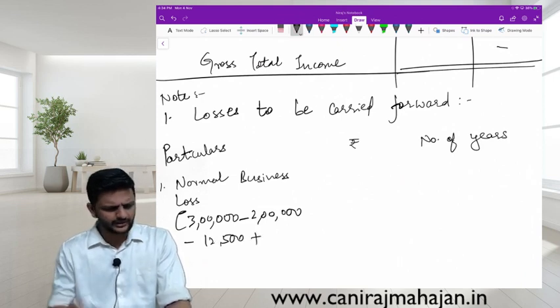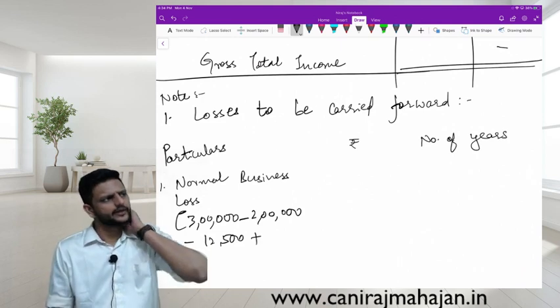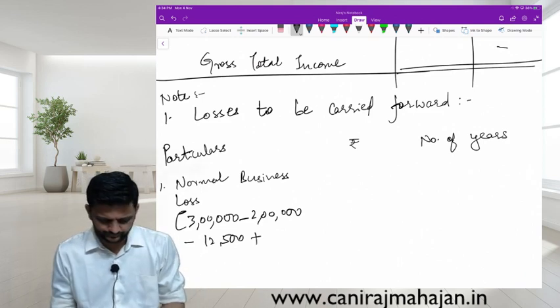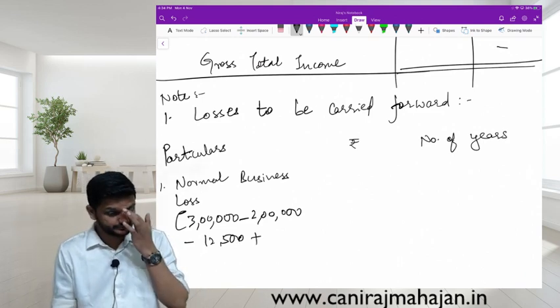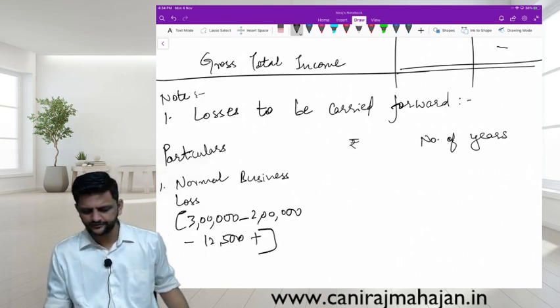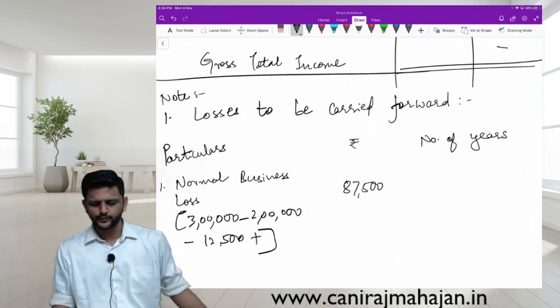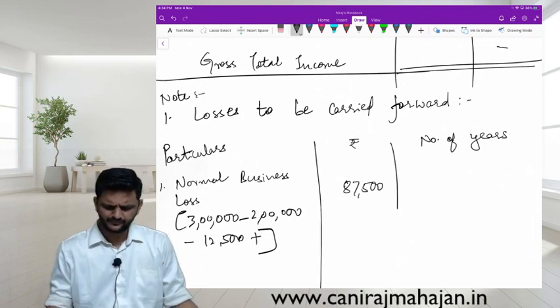And then you can add the other business loss. Which one has he? Okay. No, but the years will differ. Is there any other current loss? No. In the normal business. Correct? So what? 87,500? Yes. To be carried forward for 8 years.